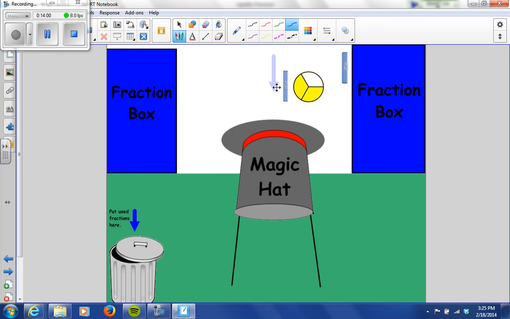How many total pieces here? I've got 3 total pieces. 2 of them are shaded, so it would be 2/3. How many total pieces do we have here? We've got another 7. And 6 of them are shaded, so it'll be 6 over 7, which is 6/7.